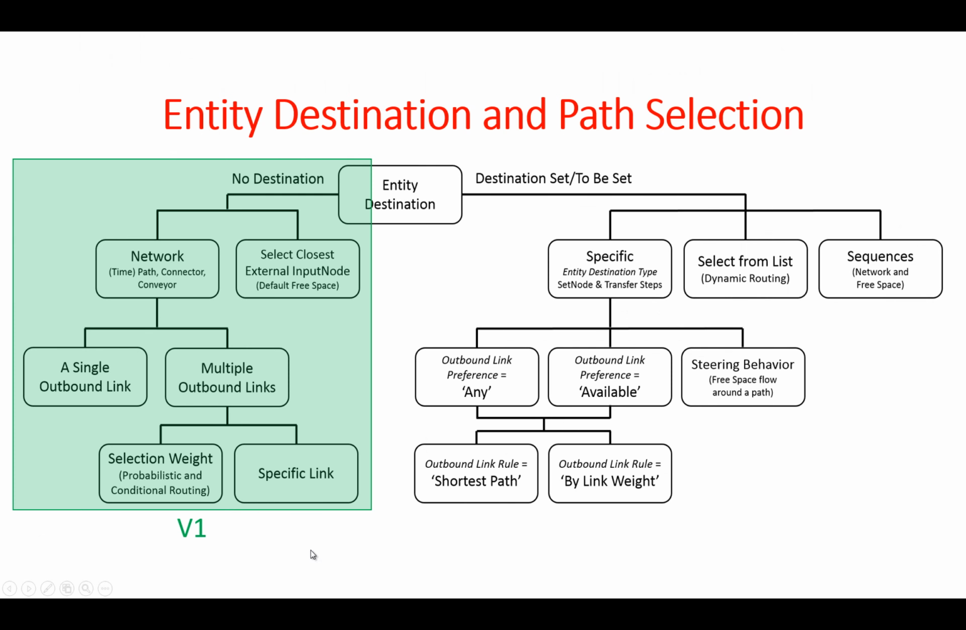So in this video we talked about the general case where our entities do not have a destination node set, and we talked about the default behavior of free space movement, where the entities select the closest external input node in the 3D space. We also talked about the cases where we have a single outbound link or multiple outbound links, and in the latter case how we can specify a specific link for the entities to take, and also how selection weights can be used to route entities probabilistically. Also note that we will discuss probabilistic and conditional routing in more detail in the third video of the module.